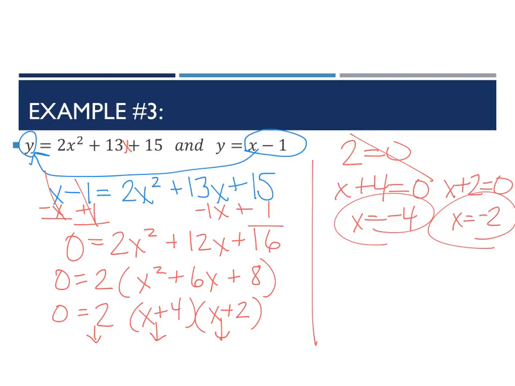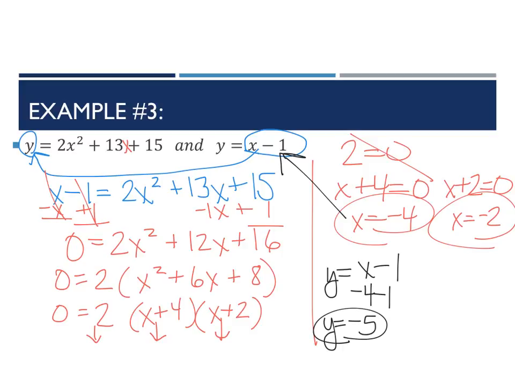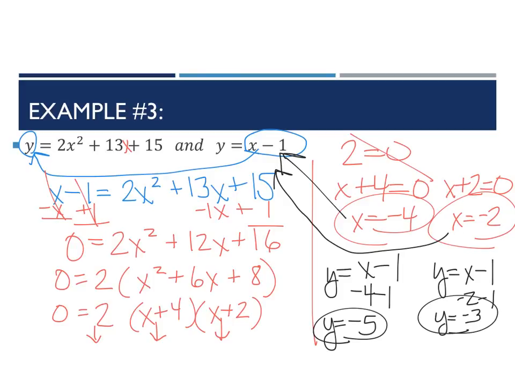So I now have two solutions for x, and now since we are substituting, we have to go back to one of our original equations, pick the easiest looking one, and plug it in for x, but you have to do it with two different numbers. So let's plug it in with a negative 4. So y equals x minus 1, negative 4 minus 1. Here's one value, y equals negative 5. And I can also plug in the x is negative 2 into the same equation. y equals negative 3. And remember, these are points.